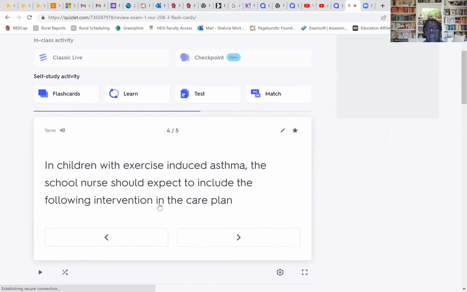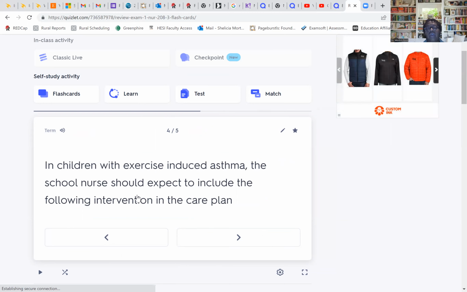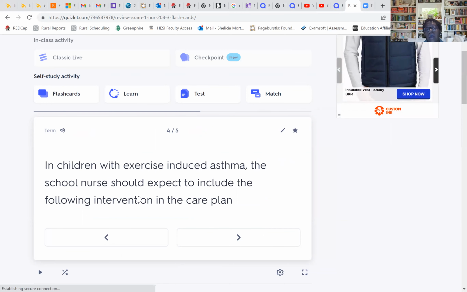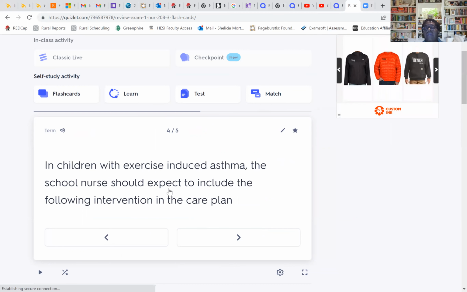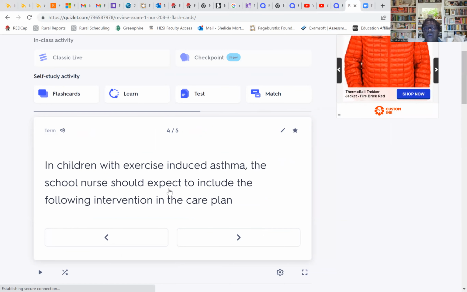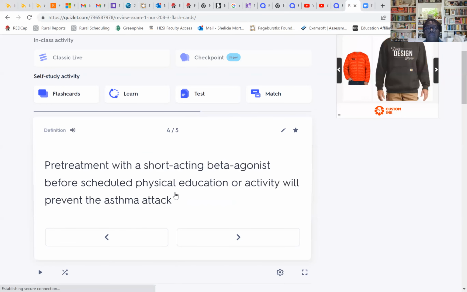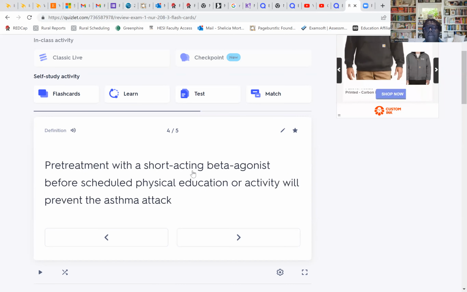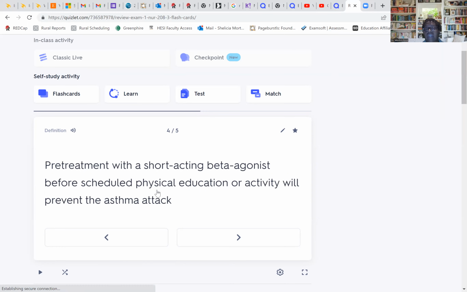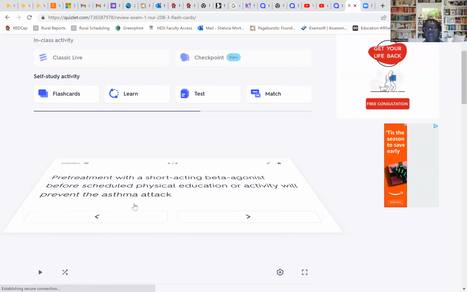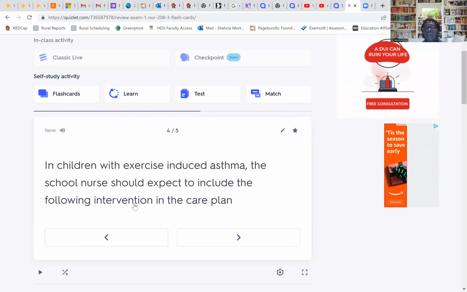So you are the school nurse and you are talking with the parent or the coach about a child or a set of children that have asthma. An intervention that you should consider discussing is pre-treatment with a short-acting beta agonist before scheduled physical activity to prevent the asthma attack. So you're being proactive. You as a school nurse should expect to include this as one of your interventions for a child that has exercise-induced asthma.